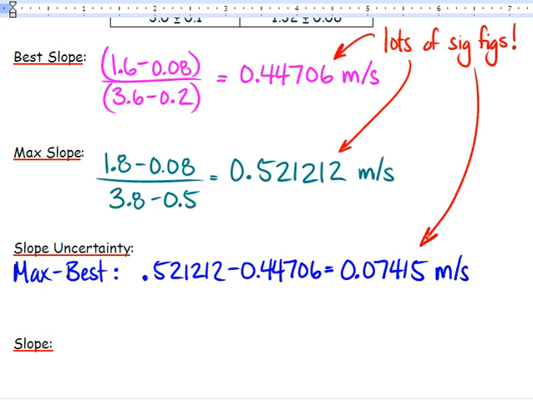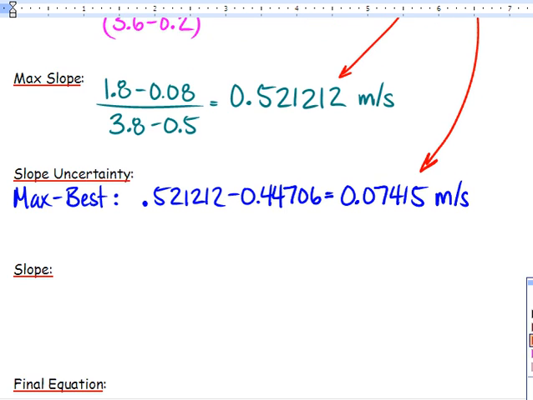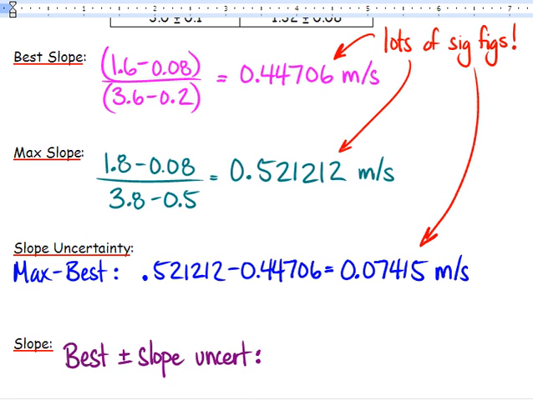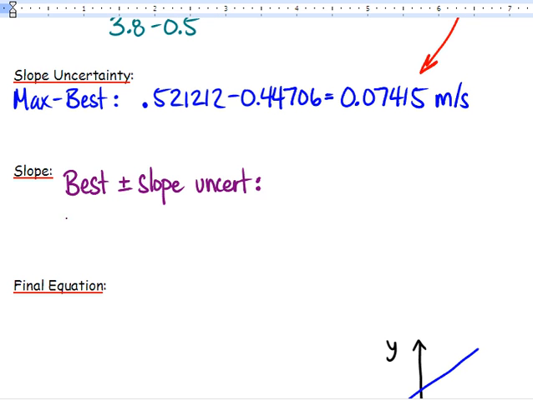So now we're going to take the best slope and the slope uncertainty and we're going to tack those things together. When we go to do the overall slope, like just slope, here's the format for this one. It is your best plus or minus the slope uncertainty. So the format's going to look like this. Our best slope was my best slope, put yours in, was 0.44706.